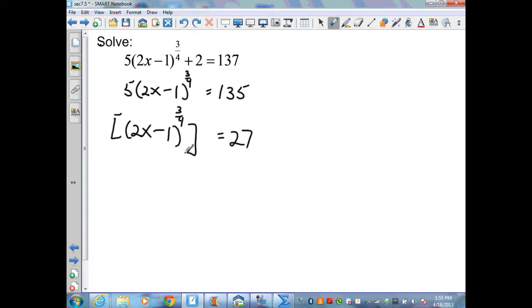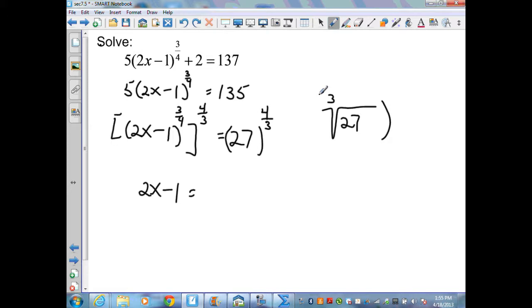I need to get my fractional exponent to become 1, so I'm going to take that to another power, which will be the reciprocal of that fraction, which is 4/3. Do that on both sides. Raise that to the 4/3 power. When I multiply here, that gives me an exponent of 1, which gives me 2x minus 1 equals, and we know that this is going to be the cube root of 27 to the 4th. The cube root of 27 is 3. 3 to the 4th is going to give me 81.